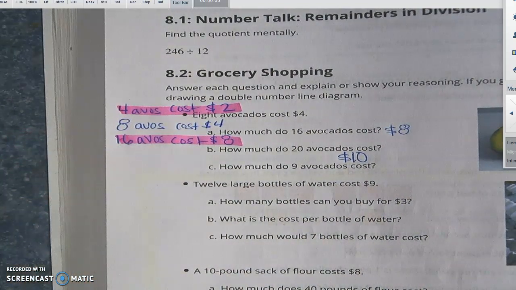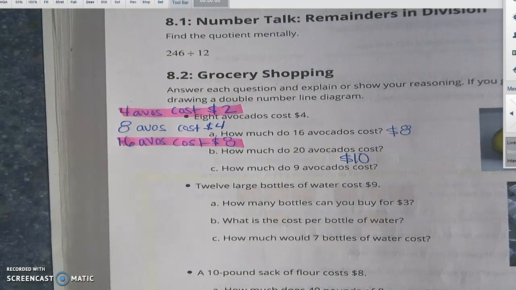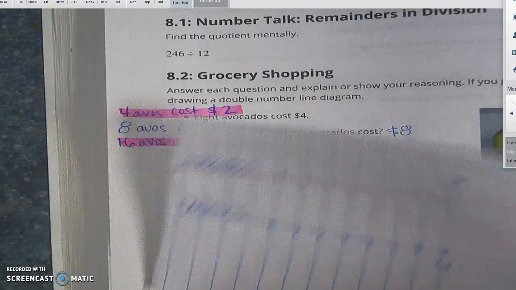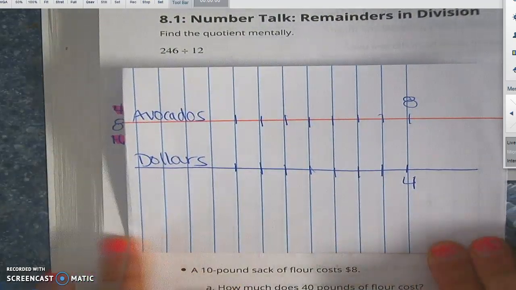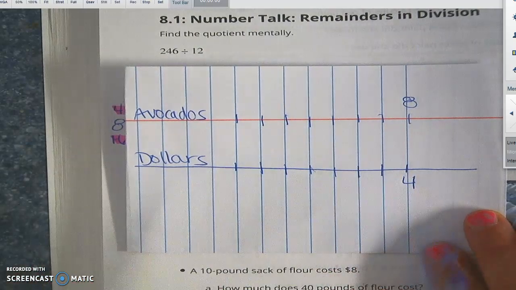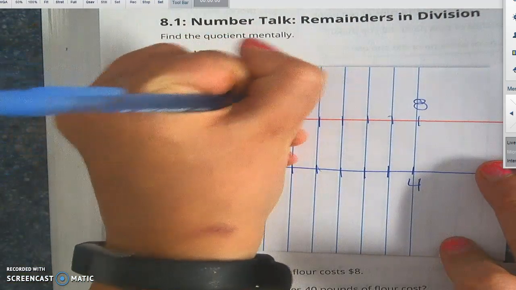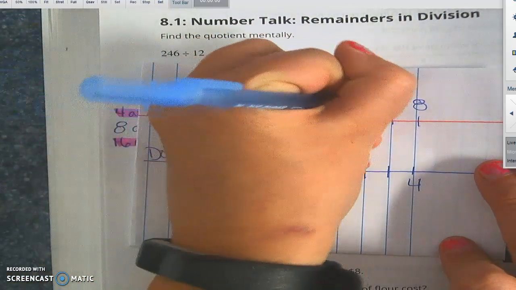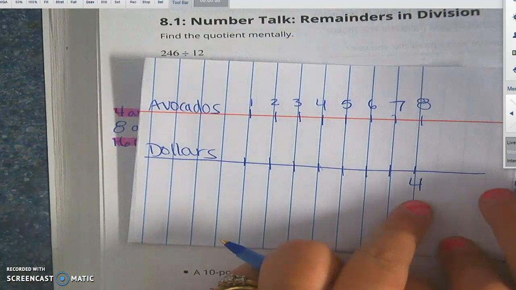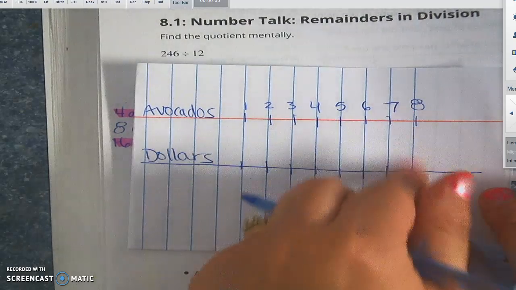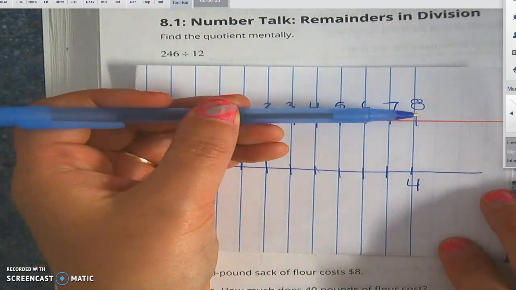So then they throw us off completely and it says, how much do 9 avocados cost? So a lot of people in class figured out that each avocado costs 50 cents. I'm going to go to a double number line for a moment. So originally it told us 8 avocados were $4. So if I were to go through and number all this, my dollars can't be going by ones because I'm only at $4 when I'm at 8 avocados.